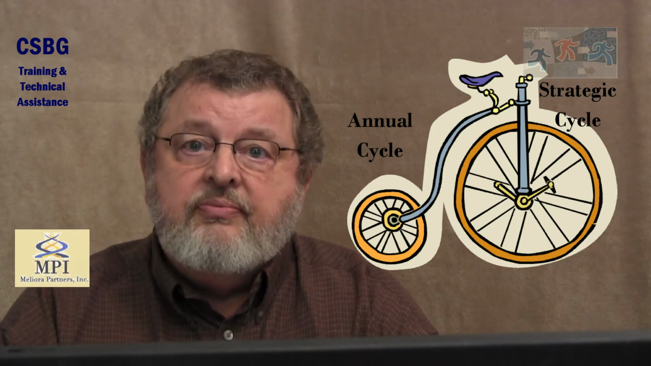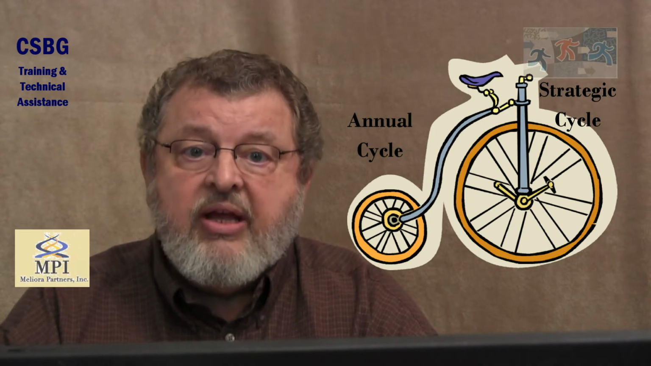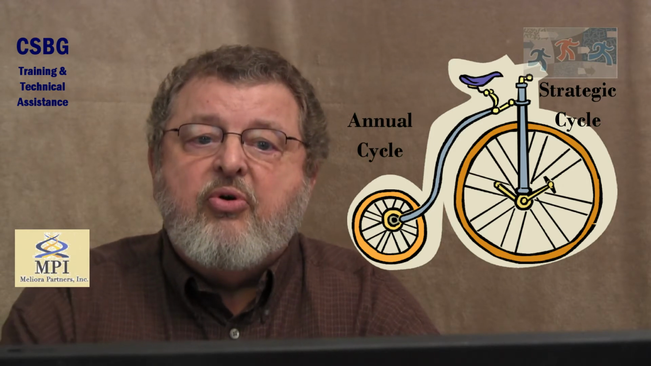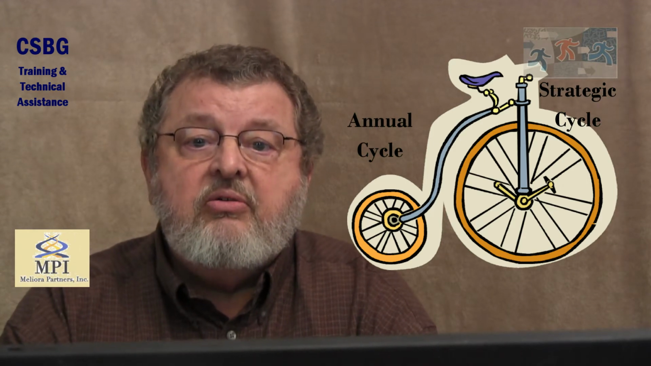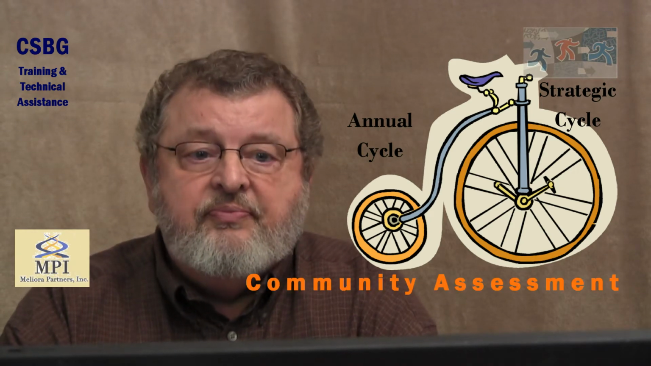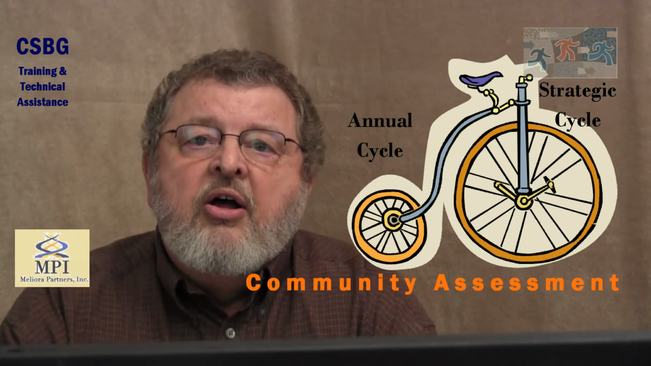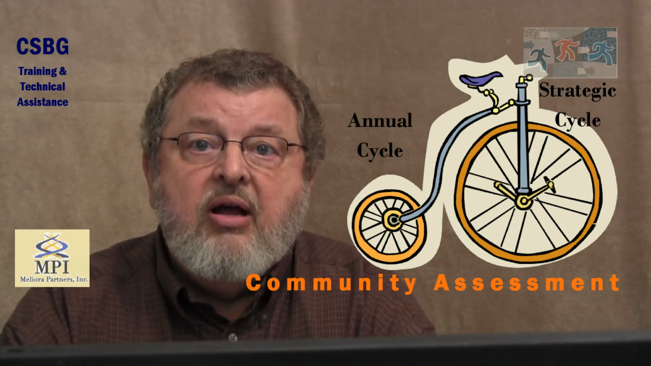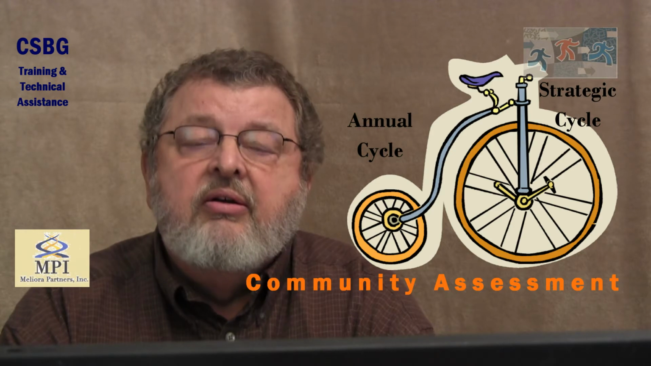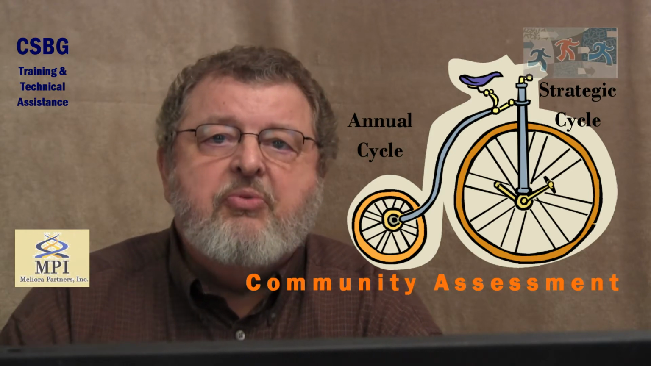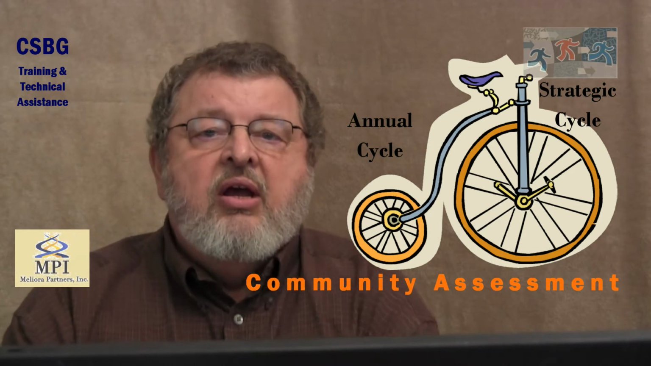As the front wheel, that is, the strategic planning cycle, turns, the board engages in 2 important activities that carry the bicycle, in this case the Community Action Agency, into the future. Through community assessment, the board learns as much as possible about the road it's traveling on, that is, the community in which it works. How does the board go about this?